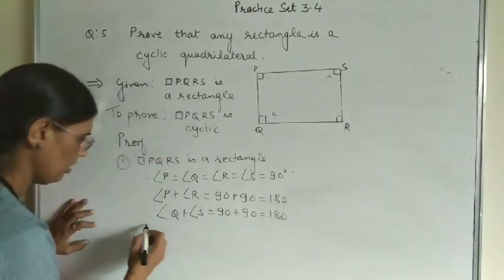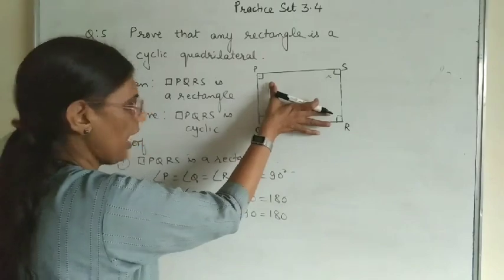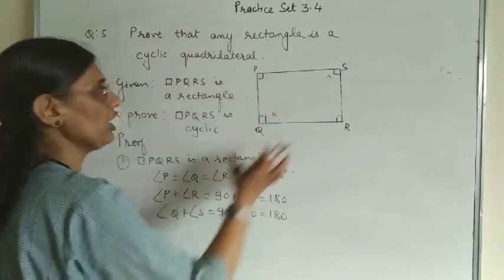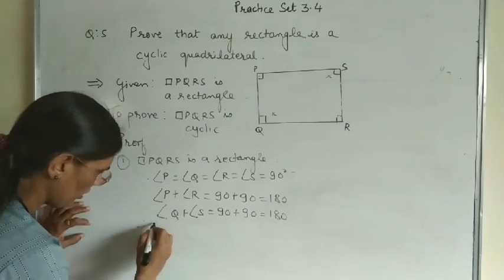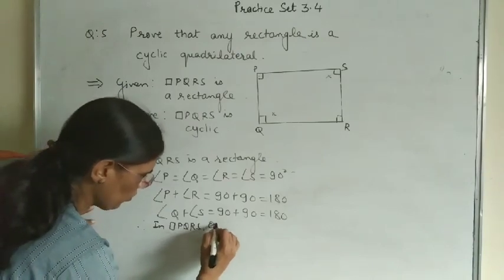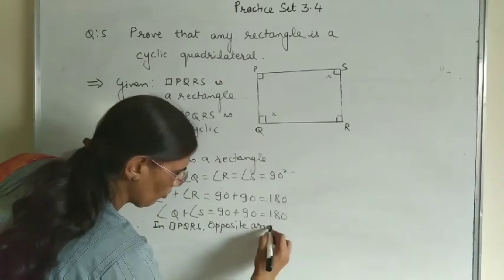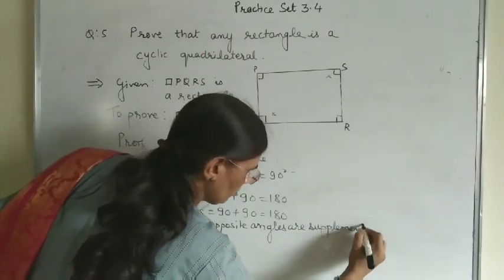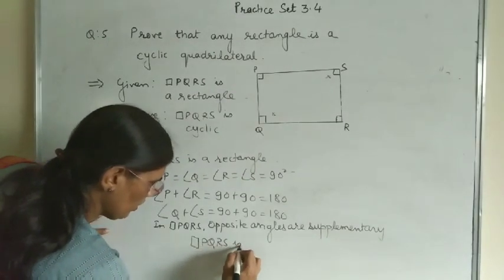And here, when P and R are opposite angles and their sum is 180 degrees, that means opposite angles are supplementary. Similarly, Q and S are also supplementary. Therefore, in quadrilateral PQRS, opposite angles are supplementary, and therefore quadrilateral PQRS is a cyclic quadrilateral.